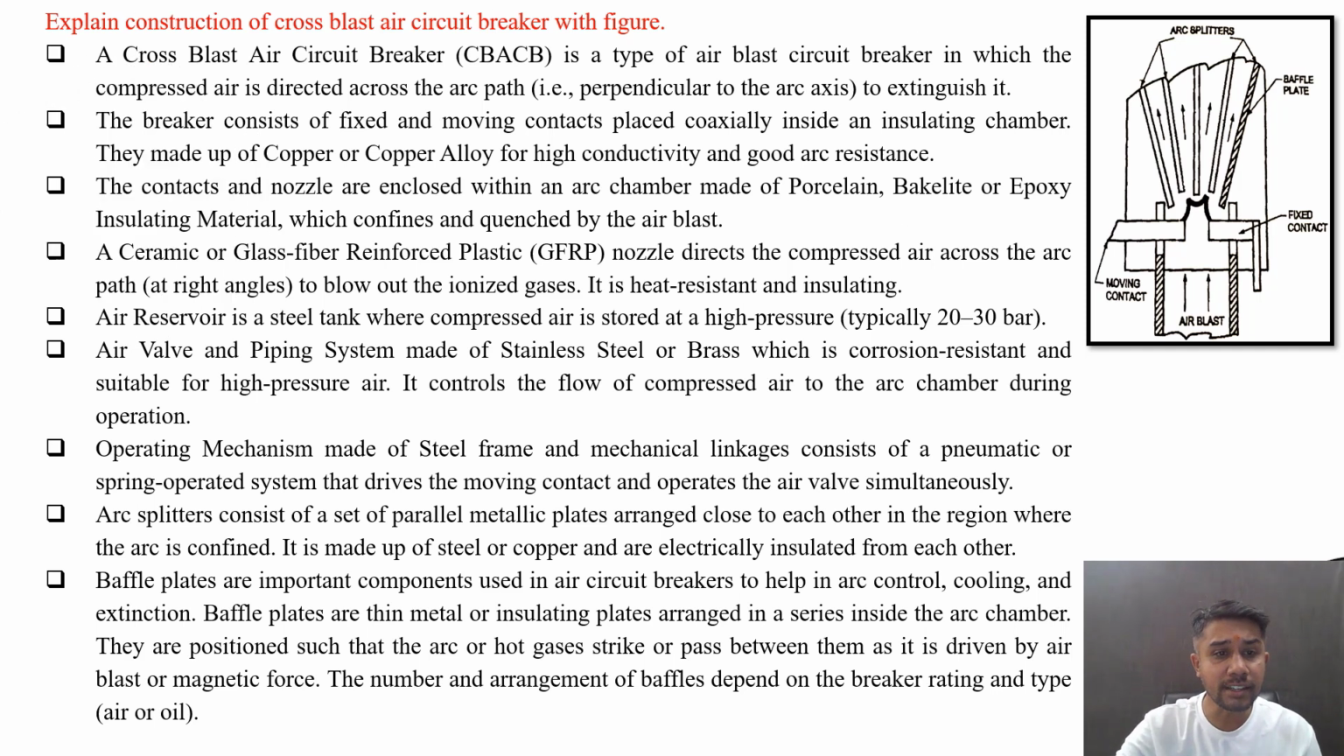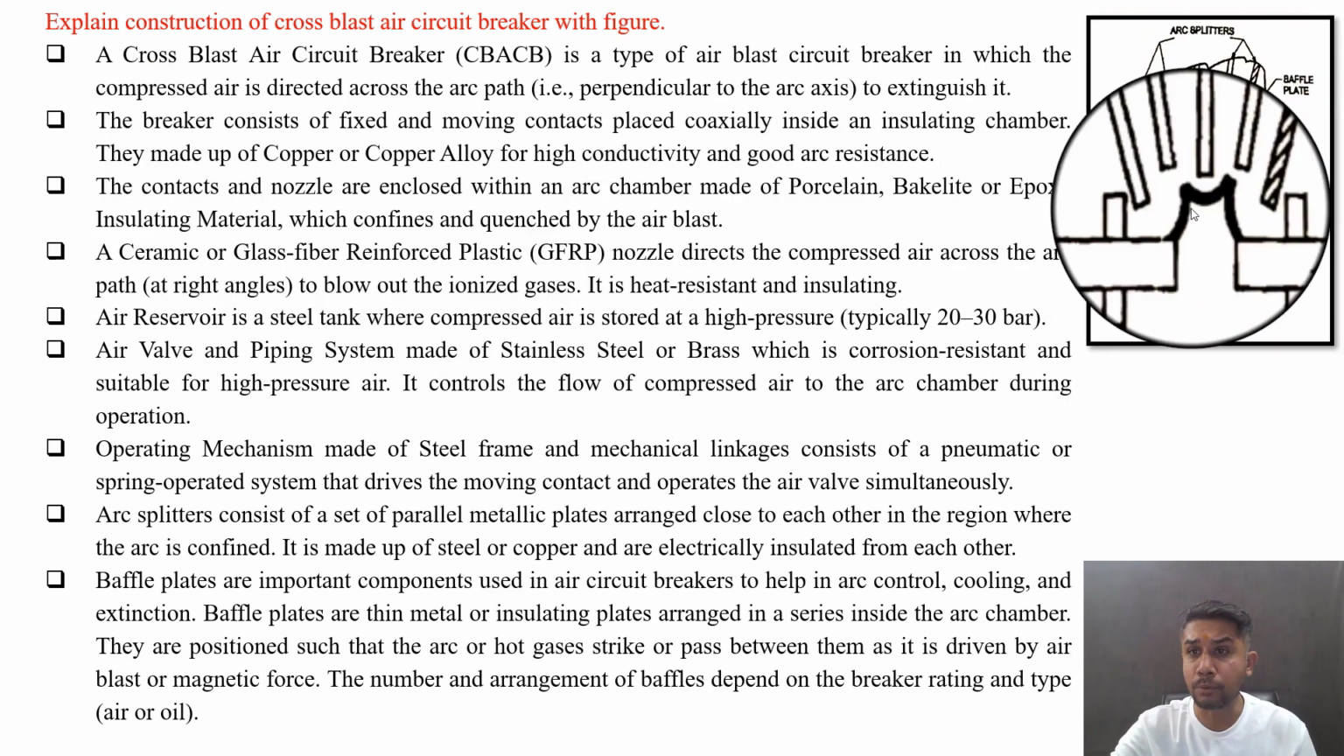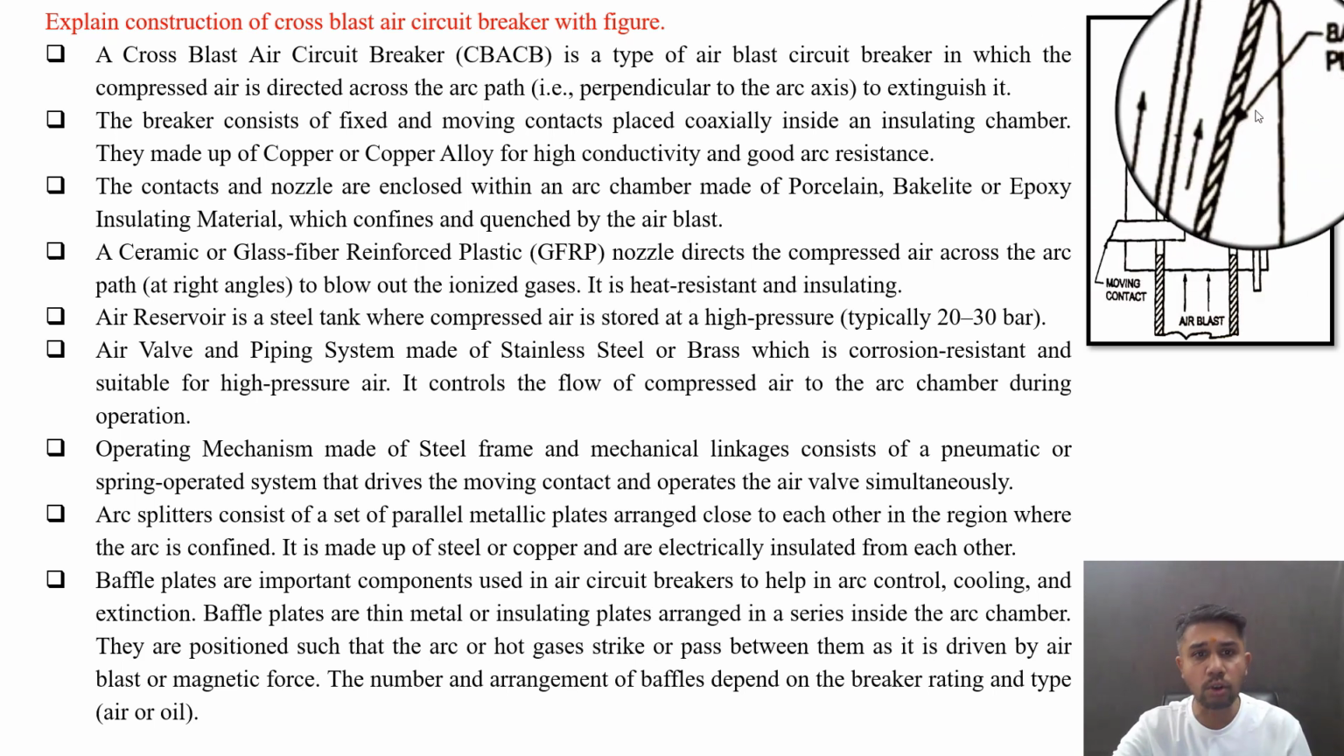The arc splitters are provided. These are a set of baffle plates. These baffle plates are made of metallic plates arranged close to each other in the region where the arc is confined, or where the arc is struck in between. They are made of steel or copper and are electrically insulated from each other.